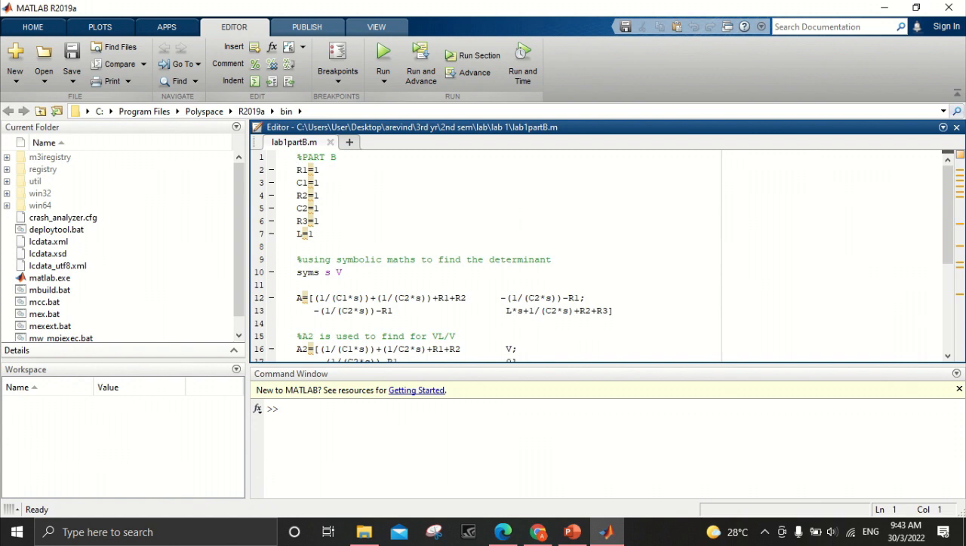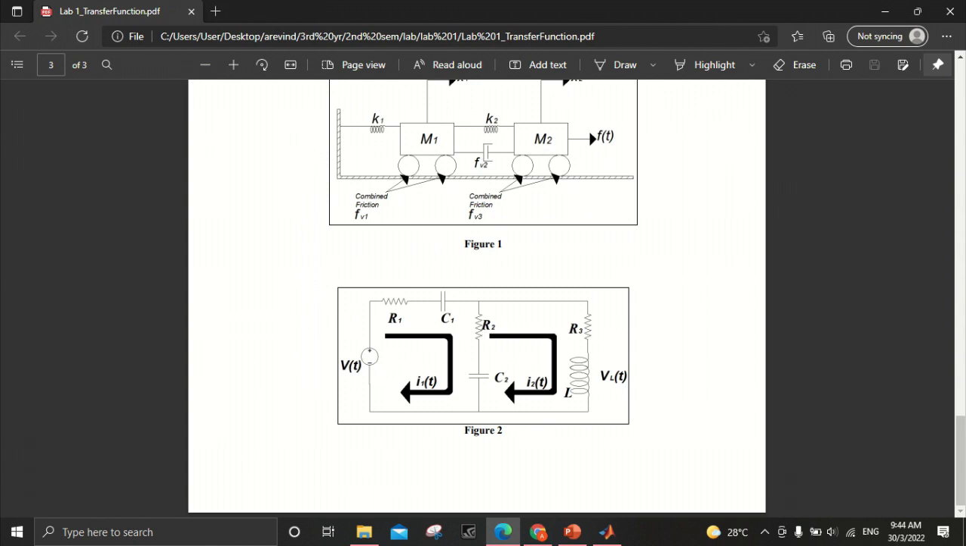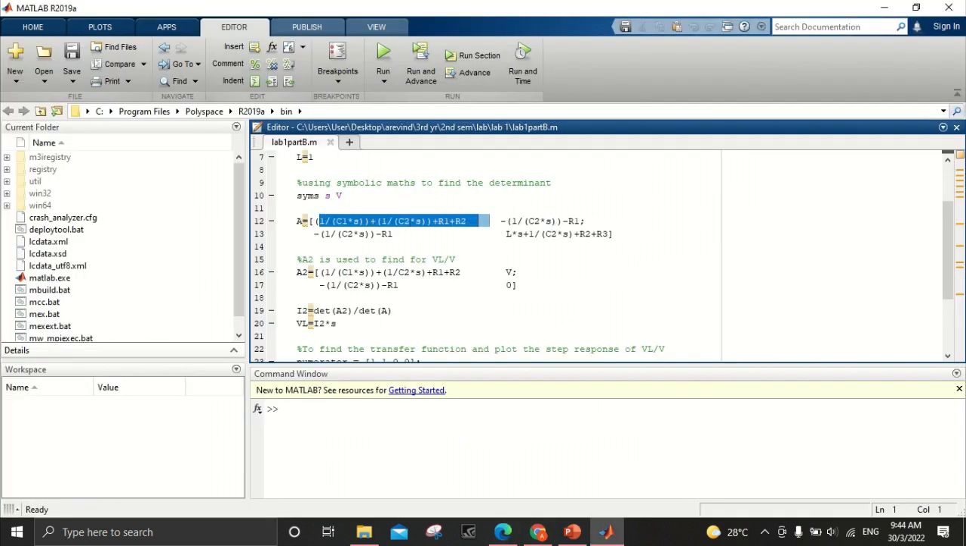In this case, there are only two loops, so two equations will be written for this circuit. The first equation will focus on the I1 loop and the second equation will focus on the I2 loop. So this is the first equation, which is the I1 loop, and then the second equation is mainly focused on the I2 loop. In order to find the VL, we have to calculate the value of I2.